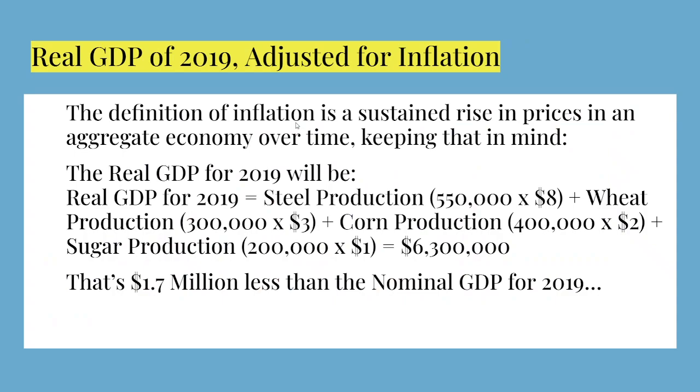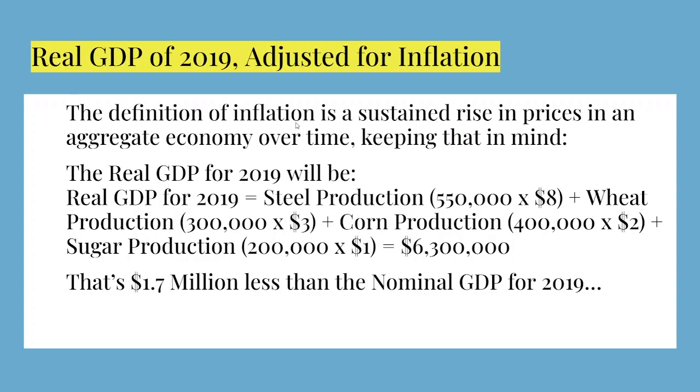Now, the definition of inflation is, of course, a sustained rise in prices in an aggregate economy over time. Keeping that in mind, the real GDP for 2019 is $550,000, which is the quantity of steel sold, plus 300,000 units of wheat, 400,000 units of corn, and 200,000 units of sugar, multiplied by the prices from the 2018 basket, which gives us a total of $6.3 million. And that's $1.7 million less than the nominal GDP for 2019. This, ladies and gentlemen, is inflation.